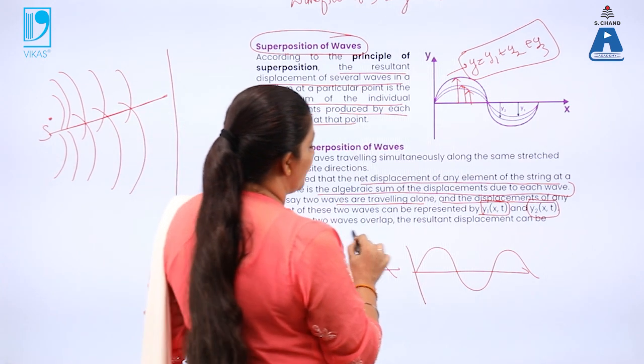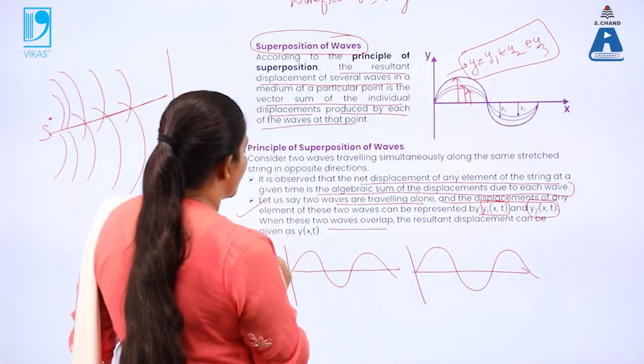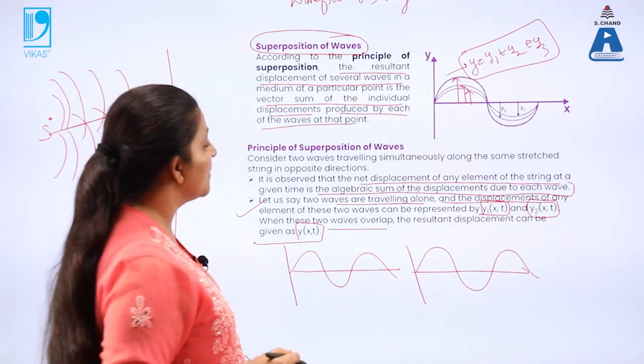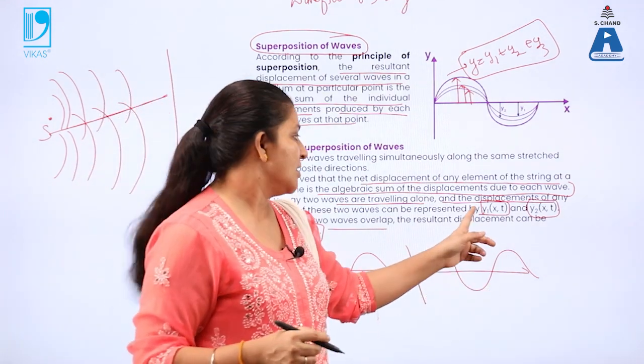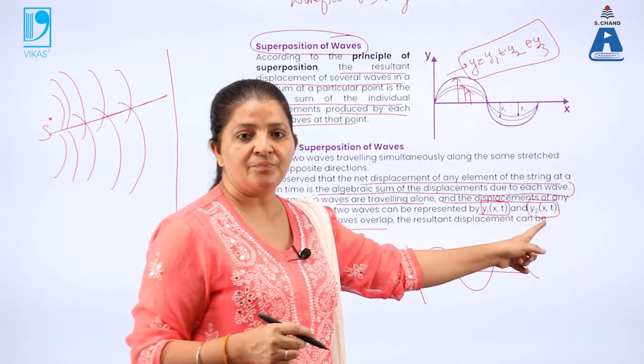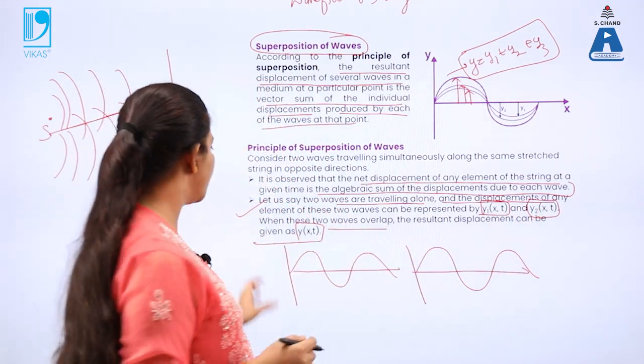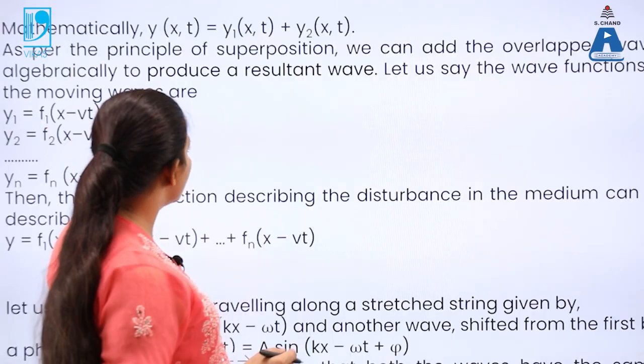Now when these two waves overlap with each other, their resultant is given by y. What is y over here? If they are in the same direction, their displacements will be added up. When they are in the opposite direction, their displacements will be subtracted from each other. So the resultant can be represented like this.